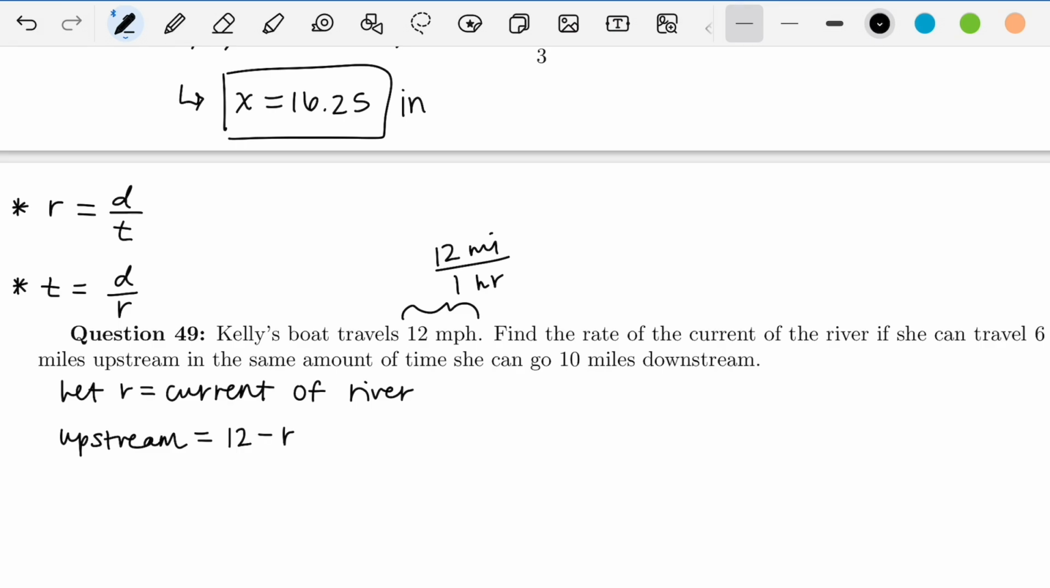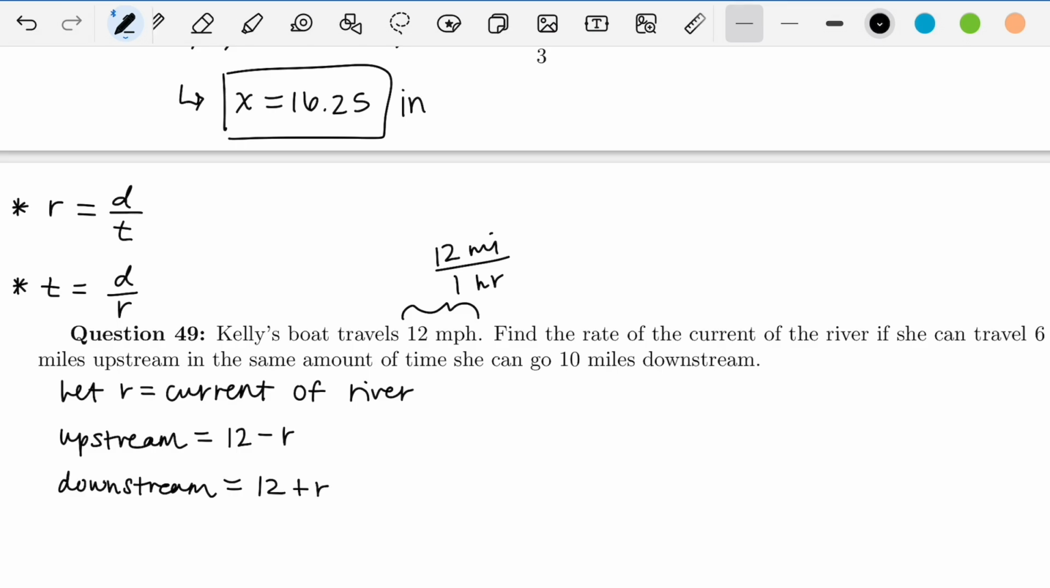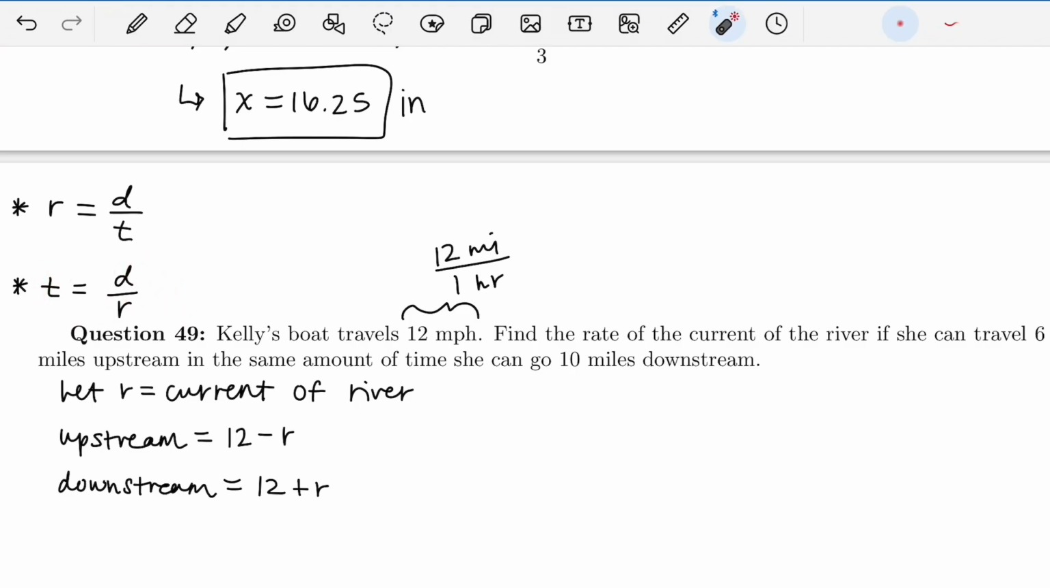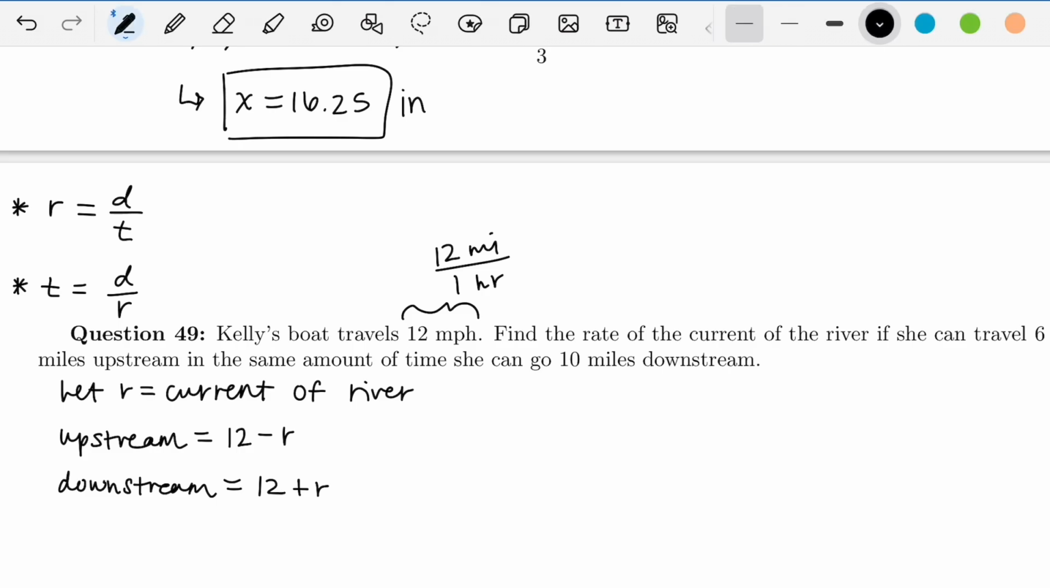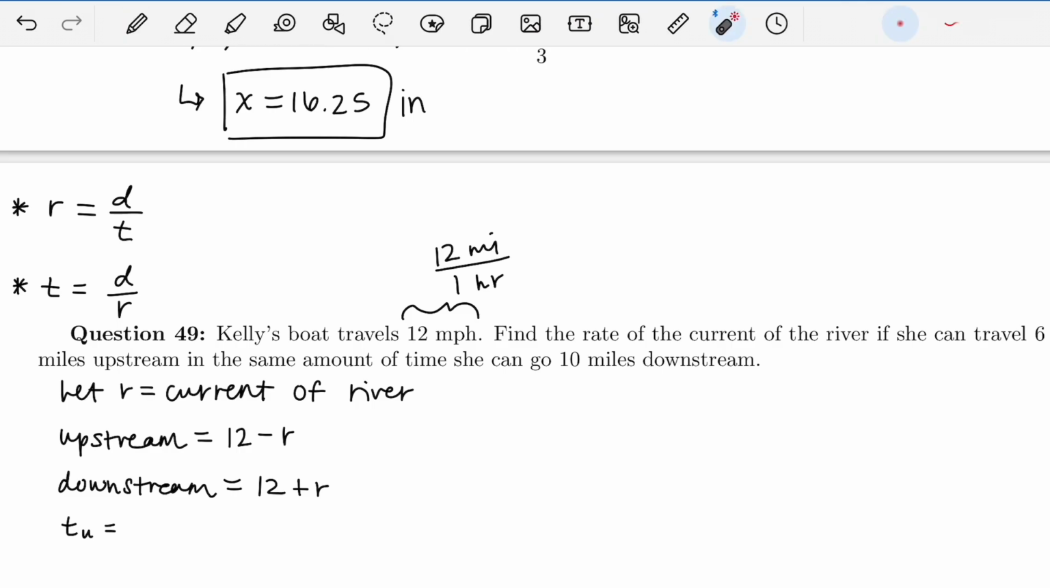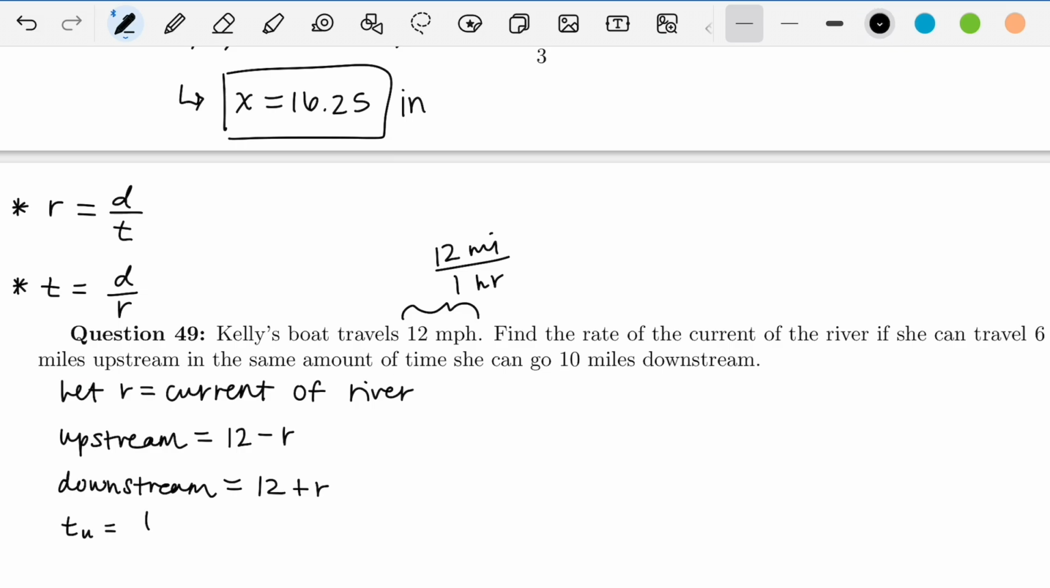So by the same logic, if we were to move downstream on this river here, the boat would be moving its power plus the current of the river. The current would actually be helping the boat move. So going back to this formula here, we know that the time is going to be equal to the distance over our rate. So the time that we're going to move upstream, I'm going to say is going to be TU. That's going to be equal to the distance that we're going upstream. So going back to the problem, we're traveling upstream 6 miles. So the distance is going to be 6.